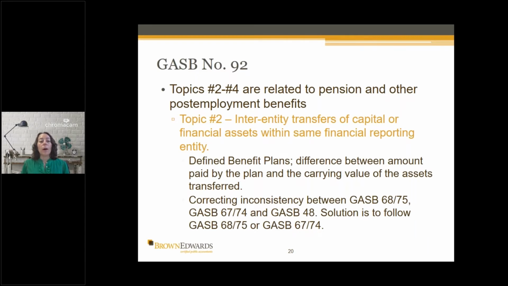And so topic 2 then is dealing with inter-entity transfers of financial capital assets within the same financial reporting entity. So the key terms here are defined benefit plans, difference between amounts paid by the plan and the carrying value of the assets. And what they're saying here is look at GASB 68 and 75 or 67, 74 as opposed to GASB 48.